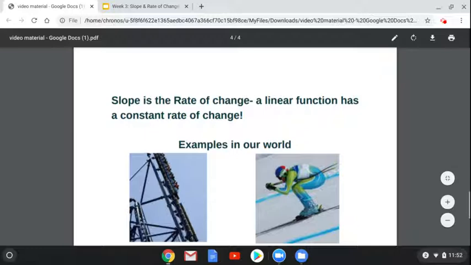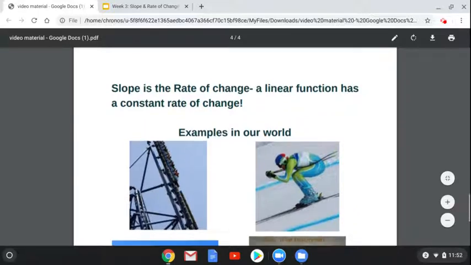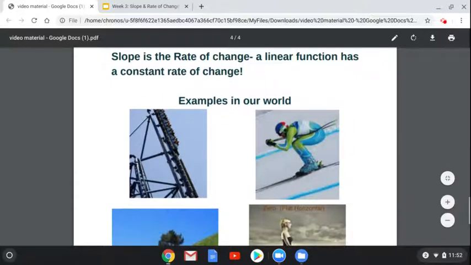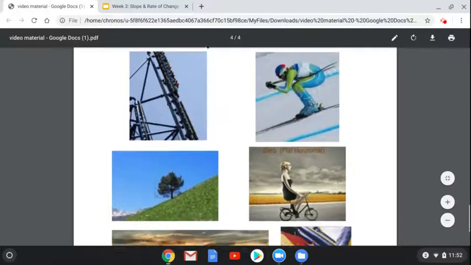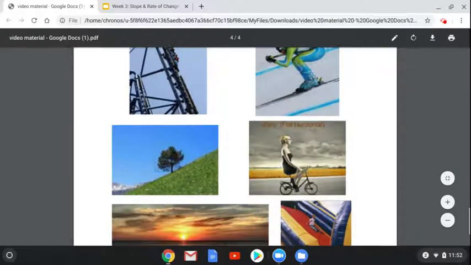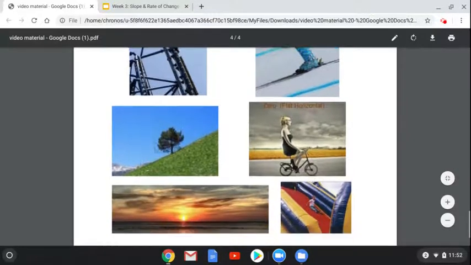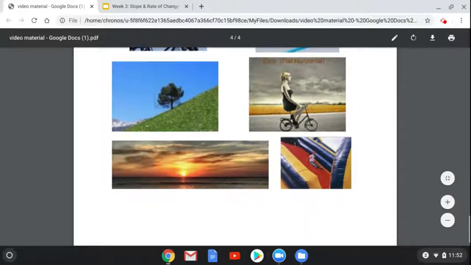Slope has a lot of real world examples. If you just think about your own experience, if you ski or you hike up or down a hill, if you've ever been on a roller coaster, driving along a flat road or biking is another example of slope. If you look out at the horizon, there's your 0 example of slope. And if you are on a slide, that's another great example of slope.